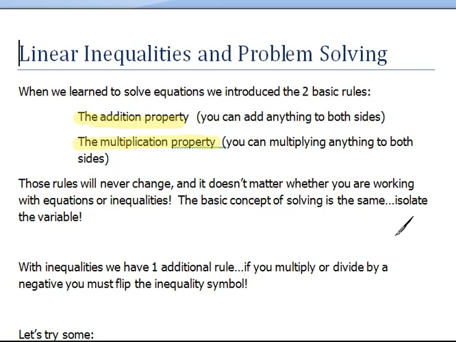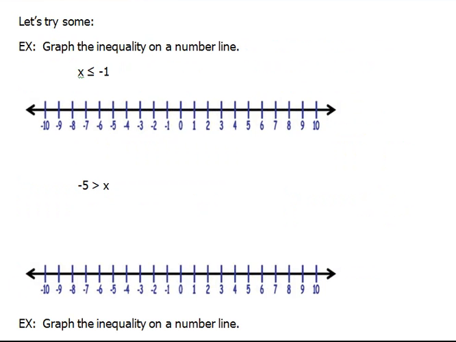Now, when it comes to working with inequalities, we do have one new rule that we have to introduce, and that is if you multiply or divide by a negative number, you have to flip the inequality symbol over. That literally means if you have a greater than symbol and you multiply or divide by a negative, you have to flip it over and it becomes a less than symbol. So let's work some problems and see what this looks like.